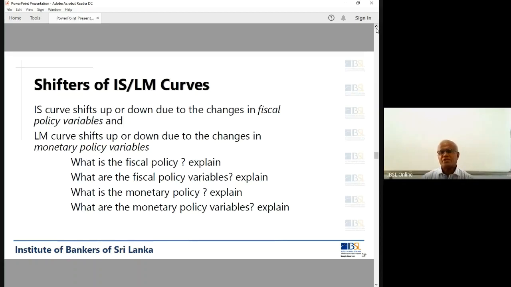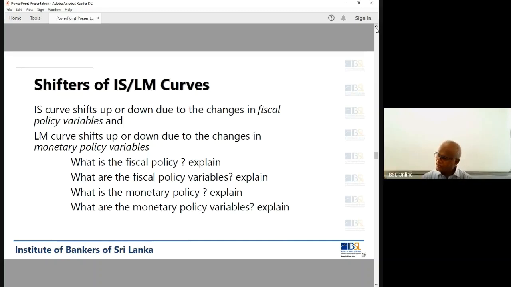So what is fiscal policy? Fiscal policy is the policies related to government revenue, expenditure, and the financing of the budget deficit or the disbursement of the budget surplus. The fiscal policy variables are government expenditure and the tax system, mainly taxes. These are the two types of policies the Treasury can use as instruments: government expenditure policies and tax policies.